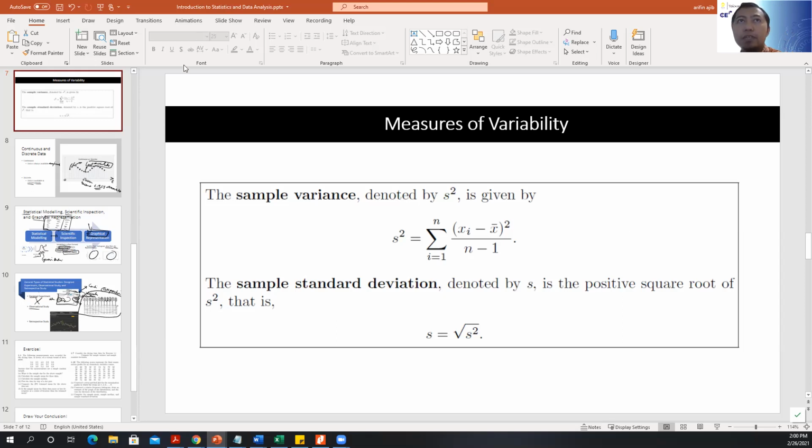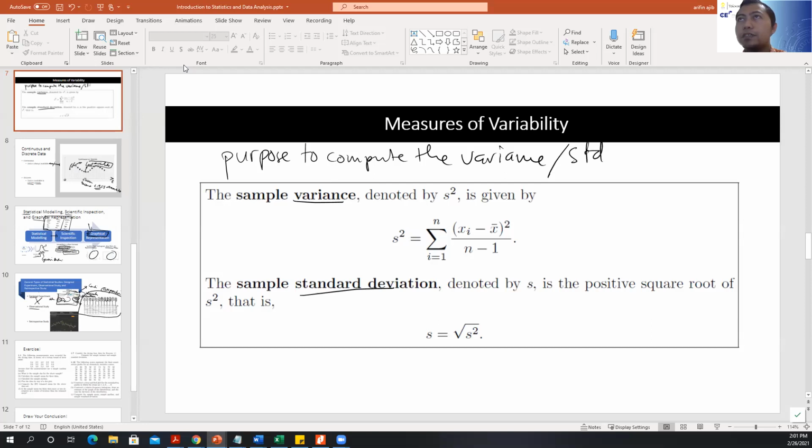Okay. Actually, the meaning of variance and standard deviation is the purpose. The purpose to compute the variance or standard deviation is to show the homogeneity of the data. Homogeneity of the data.